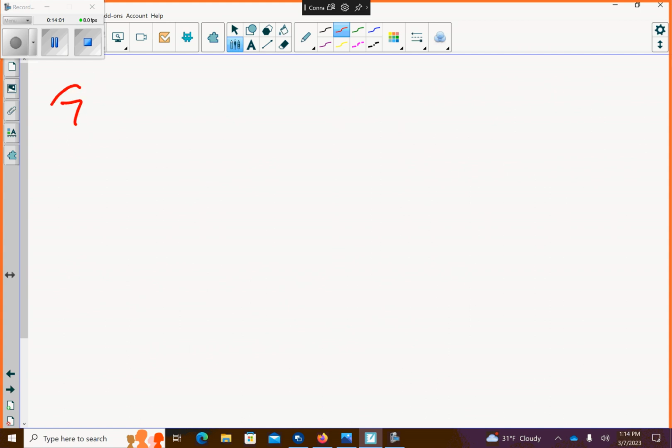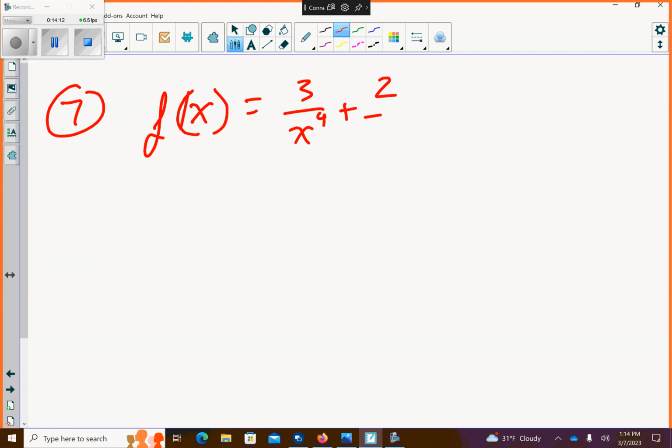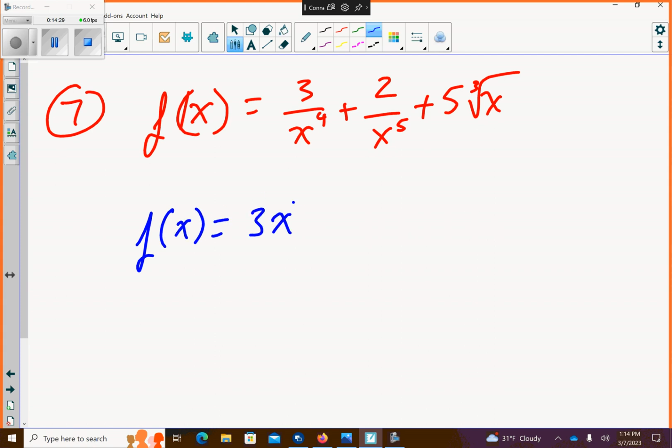All right, now number 7, we have f of x equals 3 over x to the 4th, plus 2 over x to the 5th, plus 5 times the 3rd root of x. Before I do anything, I'm going to move things up. So I'm going to change places. So that becomes x to the negative 4 power. This goes to the negative 5 power, so I no longer have denominators. And then the 3rd root of x is going to be x to the 1/3 power.